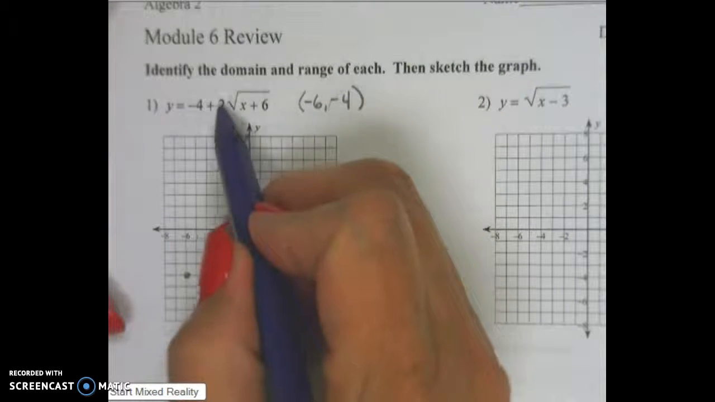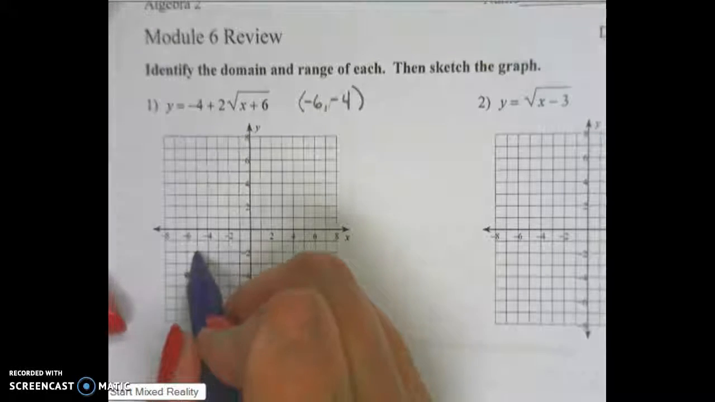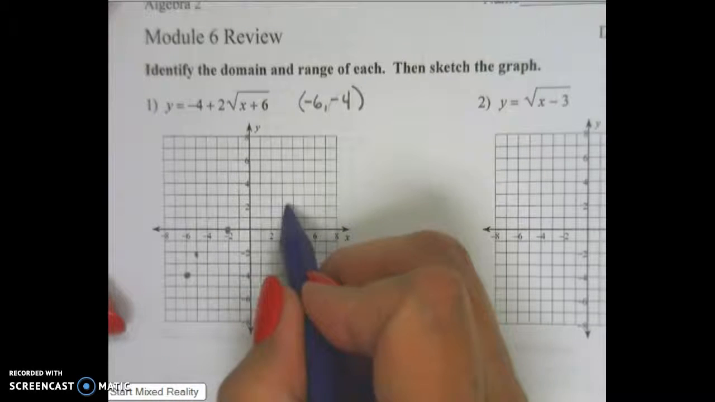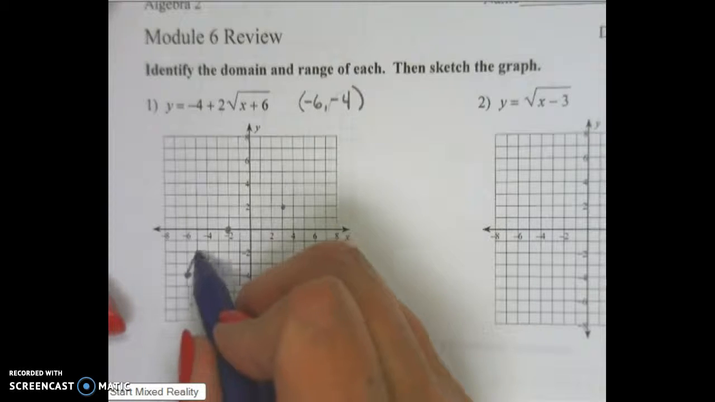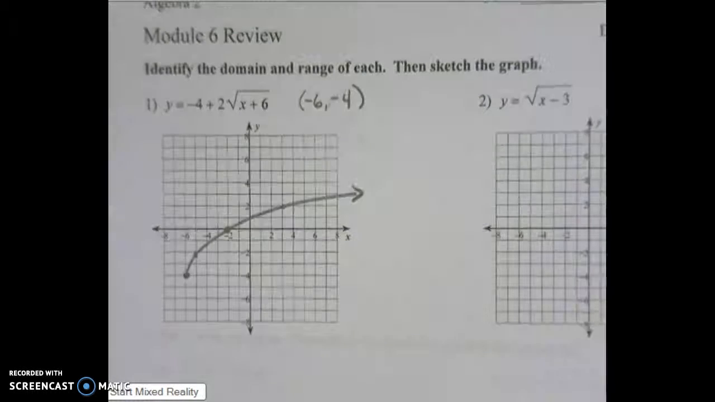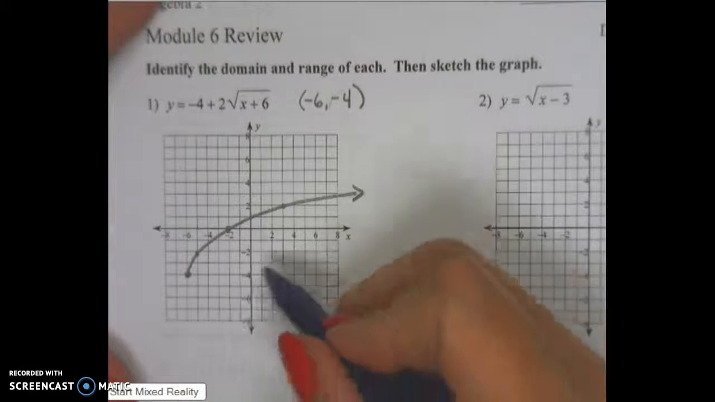My slope, or the number in front of my radical, is 2, so I'm going to go up 2 and over 1, up 2, over 3, up 2, over 5. That's my step function, 1, 3, 5. And it creates my graph. So it creates my curve.